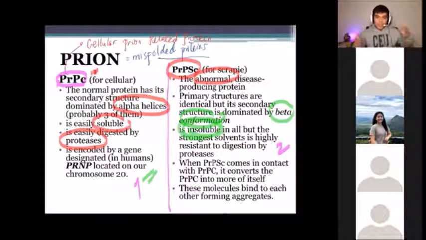So pag insoluble, kapag indigestible siya by certain solvents, anong ine-expect nyo? Sino yung nasa exterior? Is it the polar or the hydrophobic? Kapag hirap tunawin, usually anong maiisip natin? Ano yung nasa exterior? Hydrophobic or hydrophilic? Hydrophobic. Question, pag ang nasa exterior ay hydrophobic, is it good or bad? Bad. Okay, kaya problematic siya. Are you learning so far? Okay, so that is for PrPSc. Yun lang tandaan nyo yung pinagkaiba nila. Okay? So yan yung prion diseases.